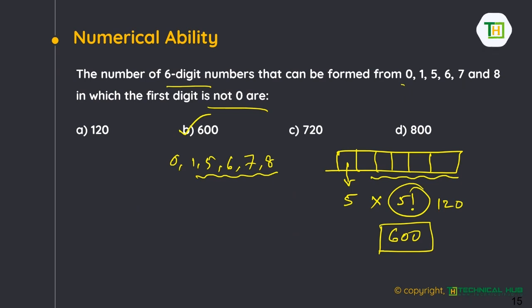And from the remaining digits onwards, any digit can be placed anywhere. 5 positions are there and 5 numbers are there, including 0. 0 can be placed anywhere after the first digit. Total number of ways is 600.